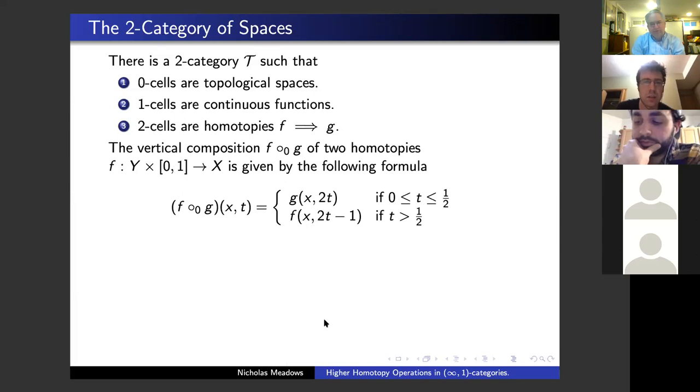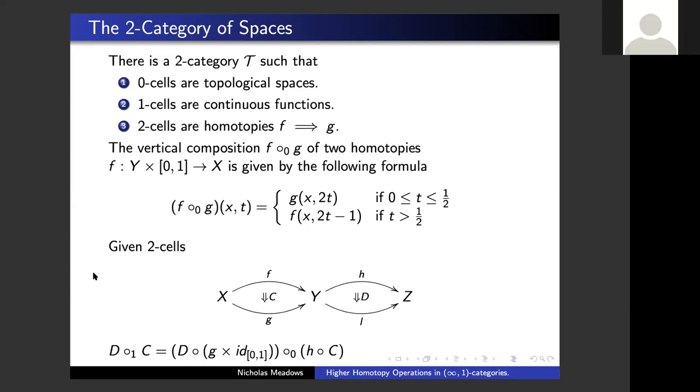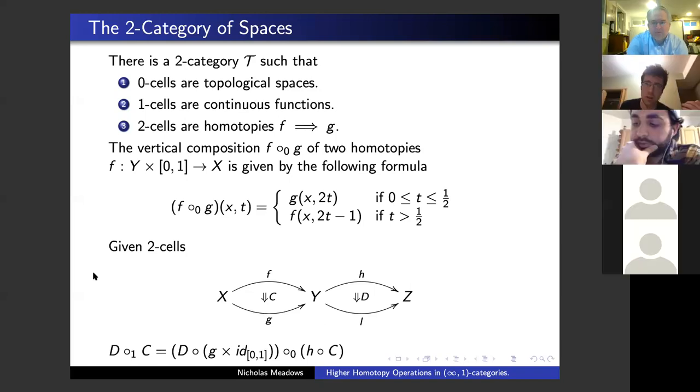And then there's also a horizontal composition of two cells, which is given by the following formula. And so in most of my pictures, I've written a subscript 0 for this composition. Whenever I don't have a subscript, I just mean ordinary composition of continuous functions. So that's how the horizontal composition is defined.